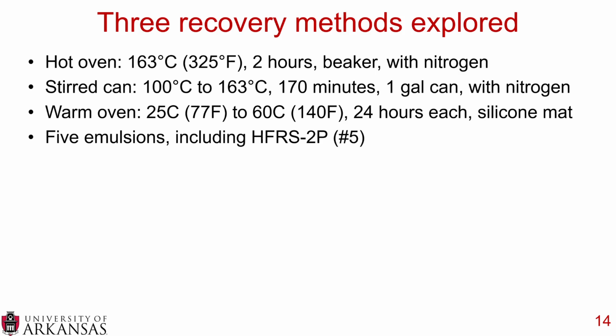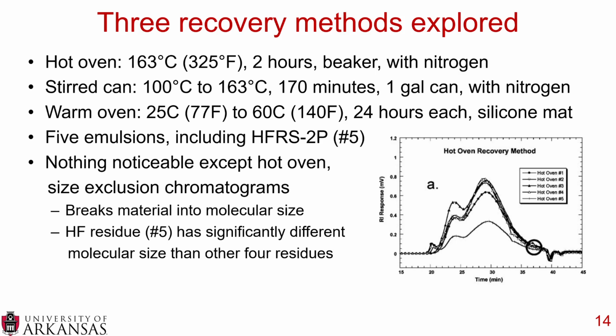And in this method, 5 emulsions were looked at, including an HFRS-2P, and that HFRS-2P is labeled number 5. Now, why is that number 5 important? Well, if we took a look at one of the graphs in there, there really was nothing noticeable in this paper. There was no real difference between the 5 different asphalt emulsions, except using the hot oven method, that 163 degrees Celsius, and then the size exclusion chromatograph.